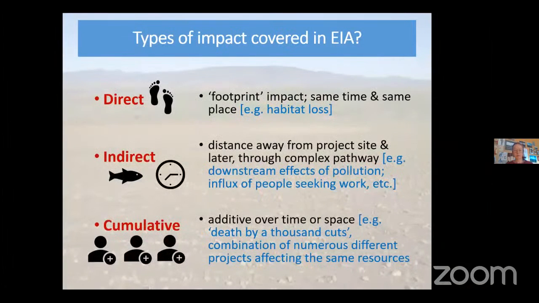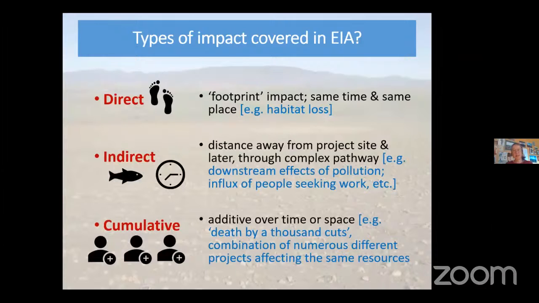What kind of impacts are covered in EIA? Well, the specialist and the EAP have to look at direct impacts, indirect impacts, and cumulative impacts. And these are all slightly different. So typically, a direct impact talks about the footprint of a proposed activity, which occurs at the same time and in the same place as the actual activity itself.